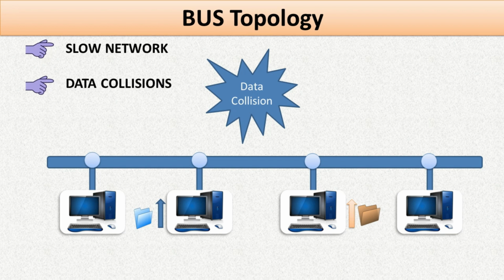Therefore, the more computers are connected to the same central cable, the slower the network becomes and the more the chance of data collision increases. It is one of the reasons why bus topology is rarely used in modern computer networks. An example of bus topology is Ethernet LAN.